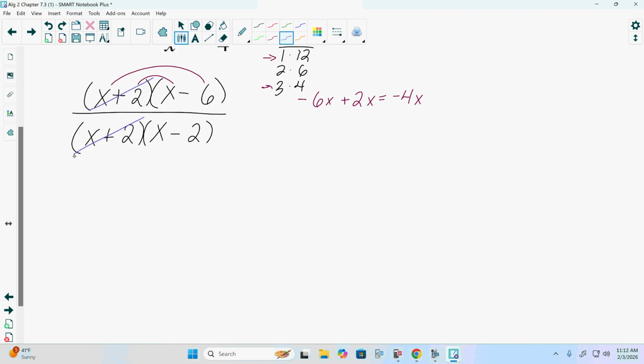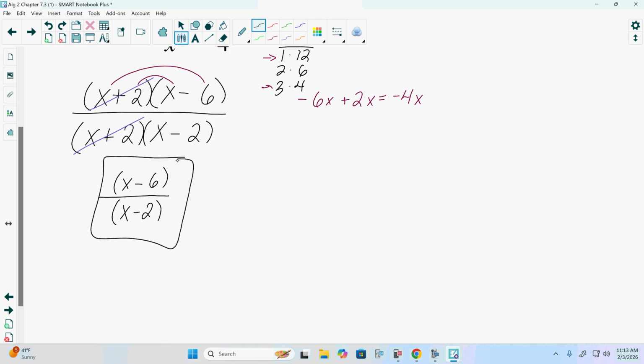Have the x plus 2 over x plus 2 as one fraction, and then it's multiplied by our x minus 6 over x minus 2. Now, the x plus 2 over x plus 2 will simplify to 1. And that leaves us with x minus 6 over x minus 2. Now, unfortunately, at this point here, we can't simplify farther than that.